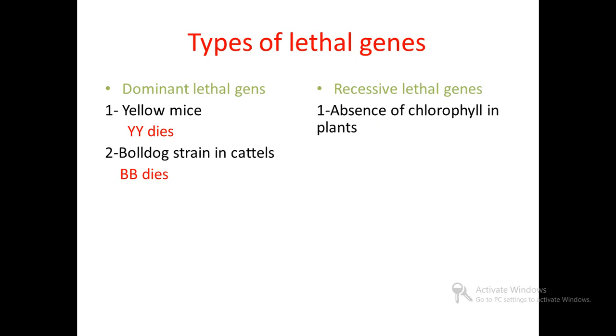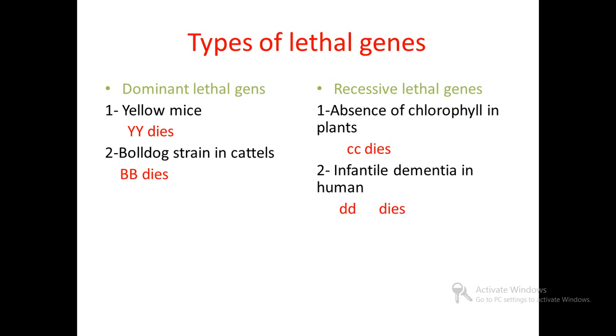Recessive lethal gene. Number 1, absence of chlorophyll in plants. Absence of chlorophyll means that the plant grows in white color. C small dies, pure recessive. Infantile dementia in human causes mental retardation. D small dies.